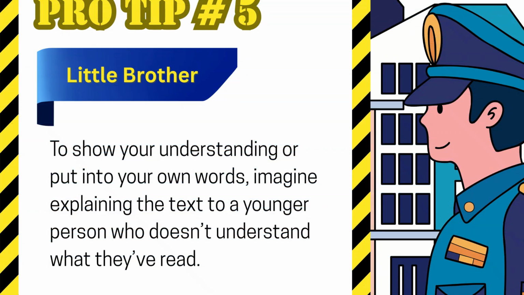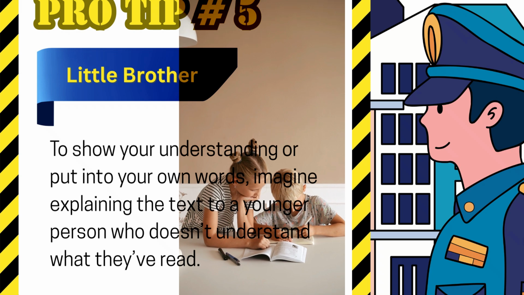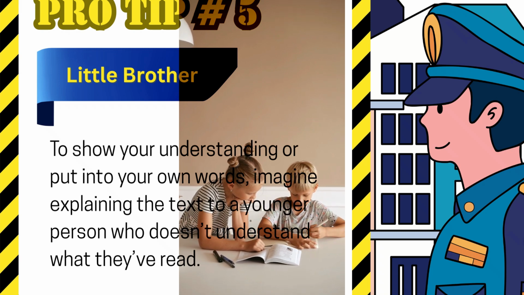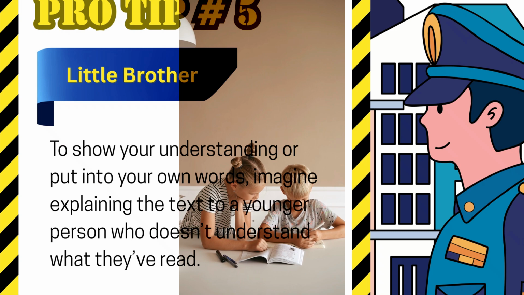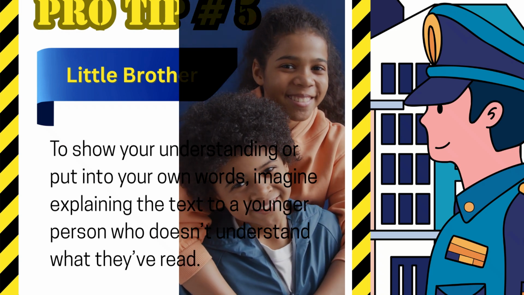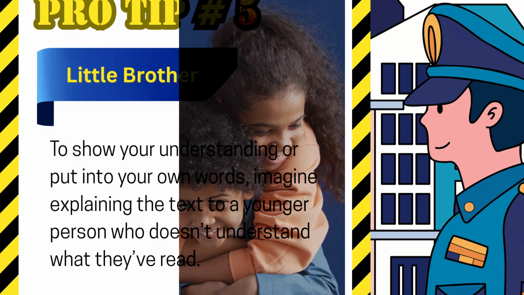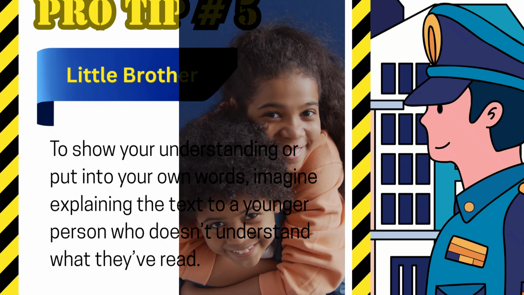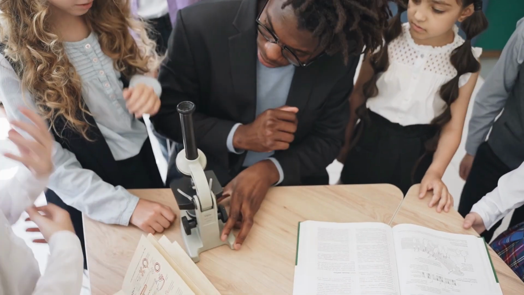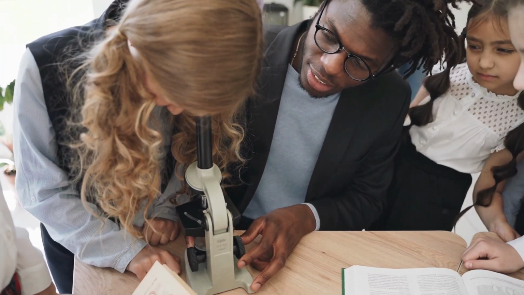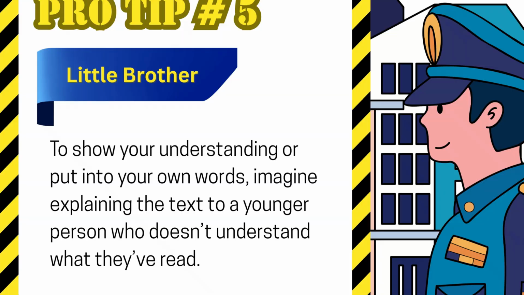Pro tip 5, the little brother strategy. To show your advanced understanding, it's recommended that you do something that might seem somewhat counterintuitive at the outset. But the best way that you can show your understanding is to imagine explaining the text to your little brother, who may not understand what they've read. Now, this is called the little brother strategy. Just think about how your maths and physics teachers, I mean, they are such geniuses. They've got really high IQs, but they are able to explain difficult concepts in ways that you would be able to understand. So you need to do the same to prove that you've understood the text.